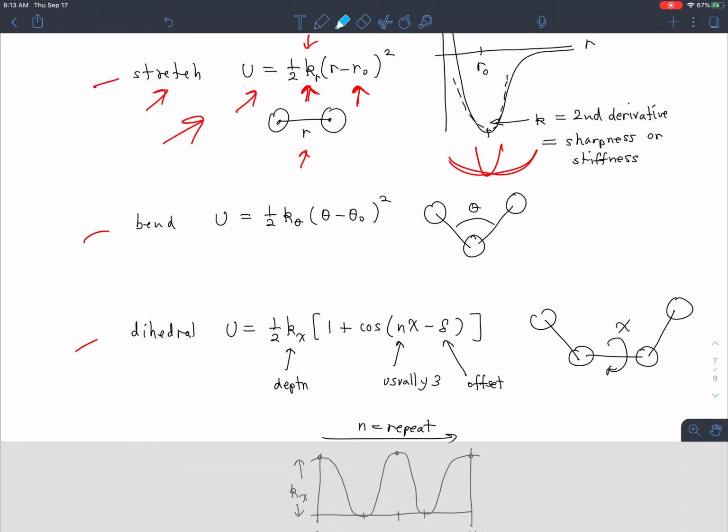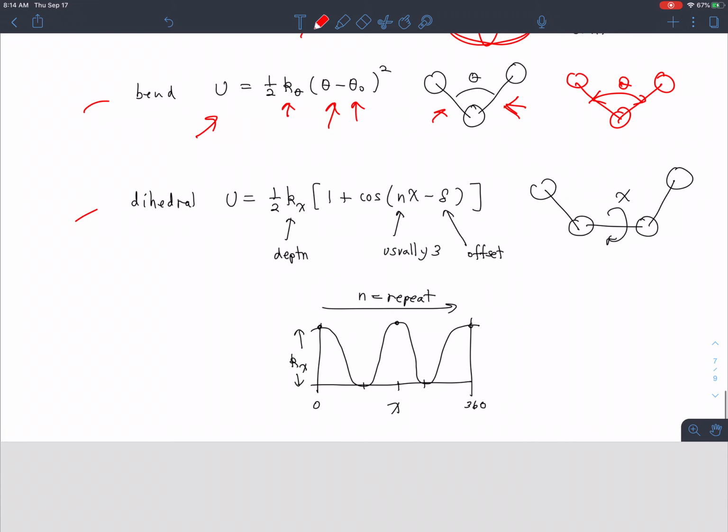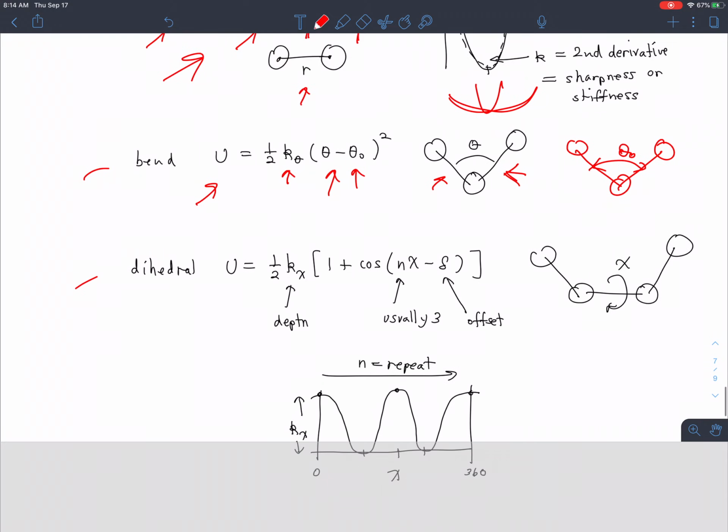If you are talking about a bond bending rather than a bond stretching situation, then there's also a harmonic potential in the angle between three different atoms, right? So in the bonding bend angle between three atoms, that's got a force constant and also an equilibrium or minimum angle. There's a theta 0 where the angle prefers to be, that's the minimum of the potential for a bending interaction.